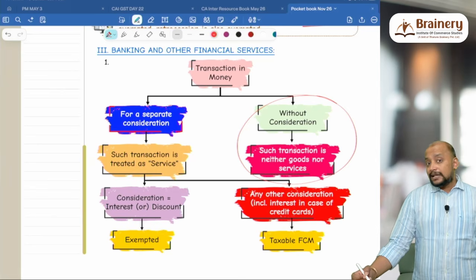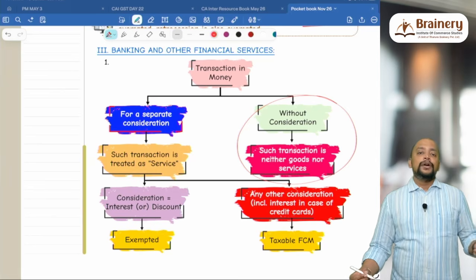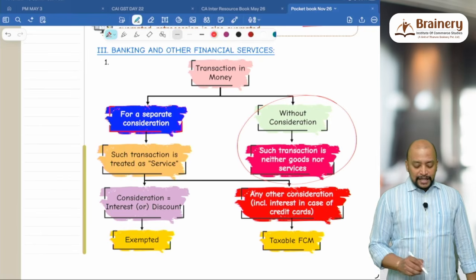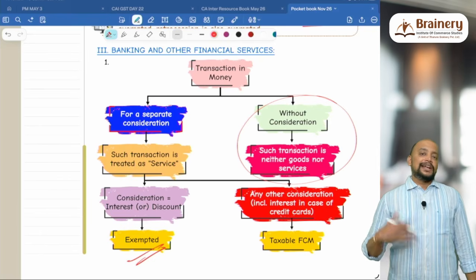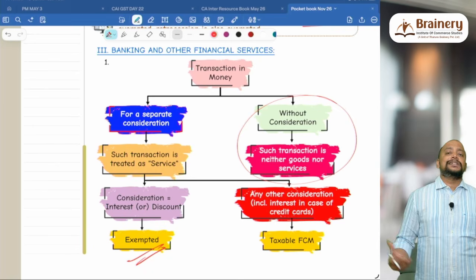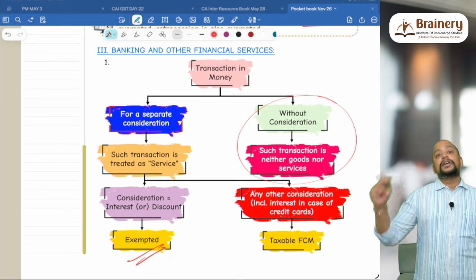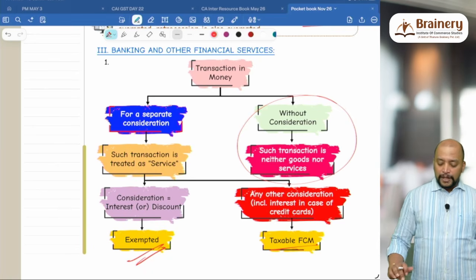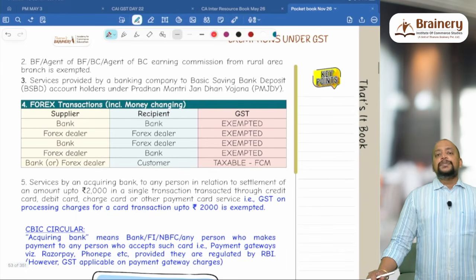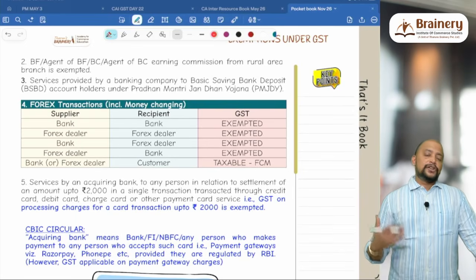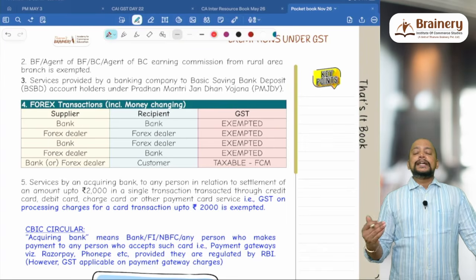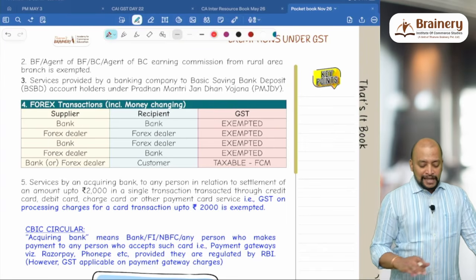If that separate consideration is by way of interest or discount on loans, advances, deposits, it will be exempted. But if it is on account of other consideration like debit card, credit card charges, NEFT, RTGS charges, including interest on credit card, then it will be taxable. Then number two, business facilitator or business correspondent or agent of business facilitator or agent of business correspondent earning commission from the rural area branch will be exempted.